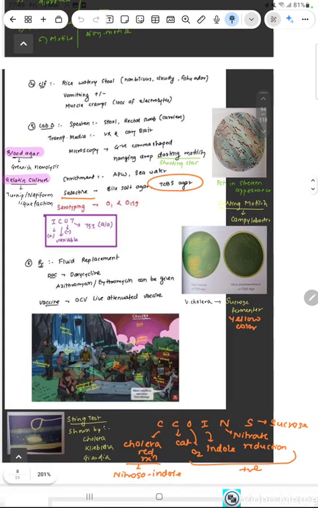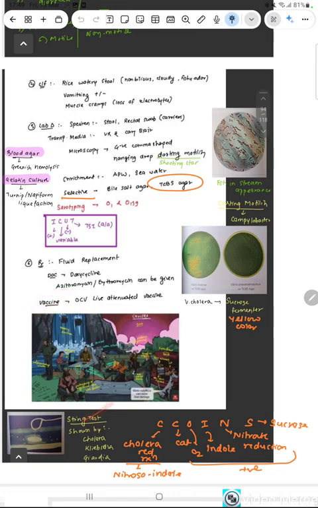Then management. For management, always remember fluid replacement, that is IV normal saline or Ringer lactate is given. Drug of choice is doxycycline. Azithromycin or erythromycin can also be given. There is an OCV vaccine, which is a live attenuated vaccine that can be given.